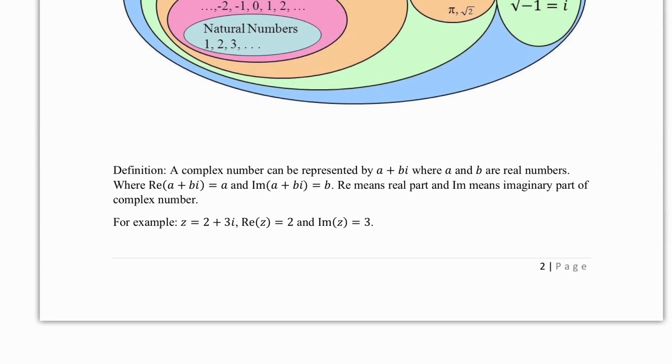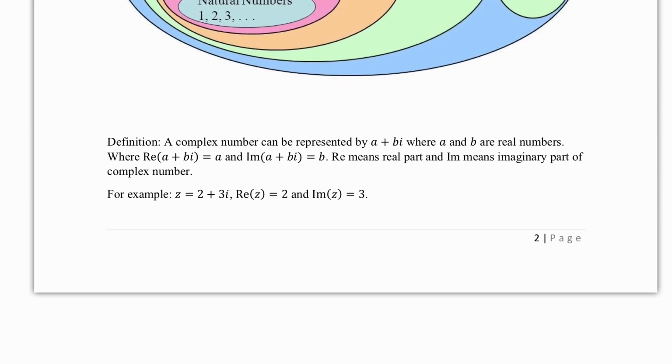So let's look at a definition here. A complex number can be represented as a plus bi, where a and b are real numbers, and i, of course, is our imaginary number. So what we will say is, if we write Re, we mean the real part of a plus bi is just a. And if we write Im, we mean the imaginary part of a plus bi is b. So Re means the real part, and Im means the imaginary part. So if our number was 2 plus 3i, well, we notice that there's a real number 2 there, and we notice there's a 3i, so the imaginary part would be 3.